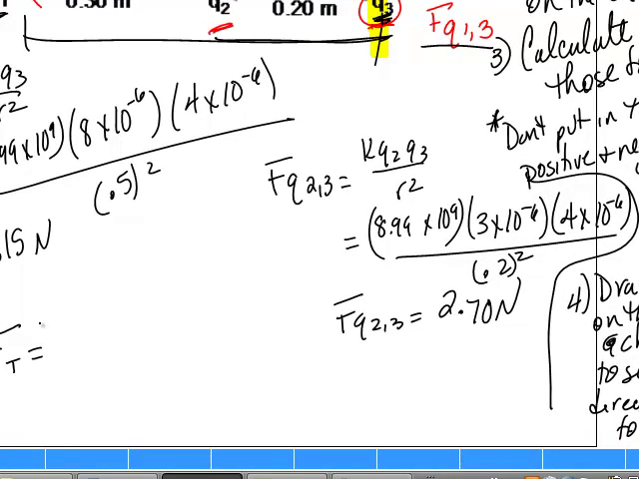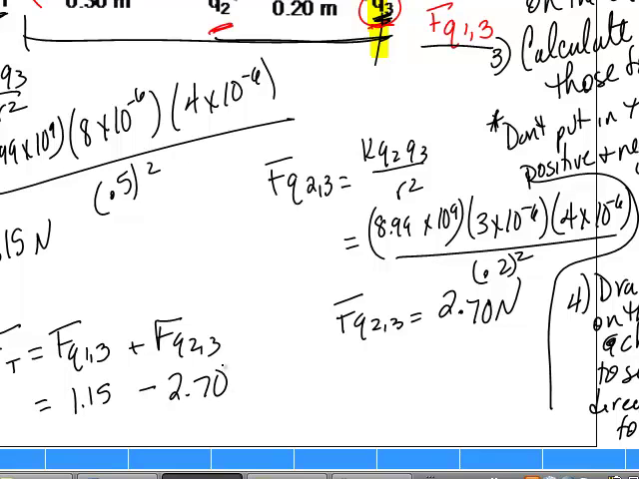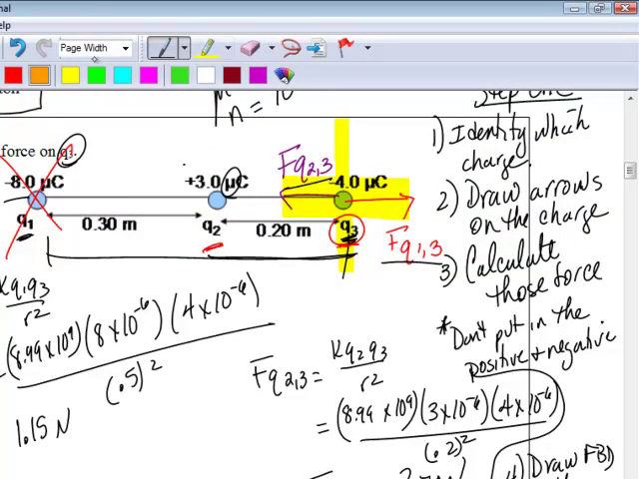So my F total is going to be the force between Q1 and Q3 plus the force between Q2 and Q3, and as I plug in those numbers, I have to add the correct direction. So I'm going to have a 1.15 here, and then a minus 2.70 here. When I do that math, I get a total of 1.55 newtons, and that's going to be negative. So basically what that tells me is that my overall net force is that I'm being attracted to the left at 1.55 newtons.